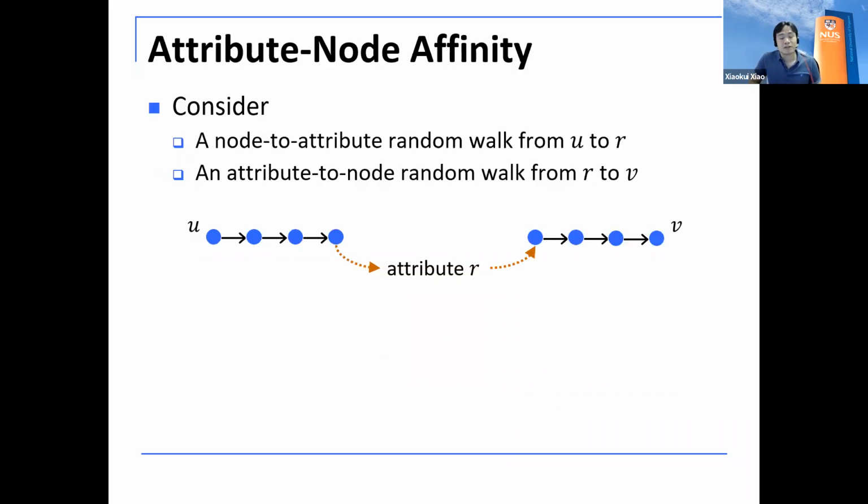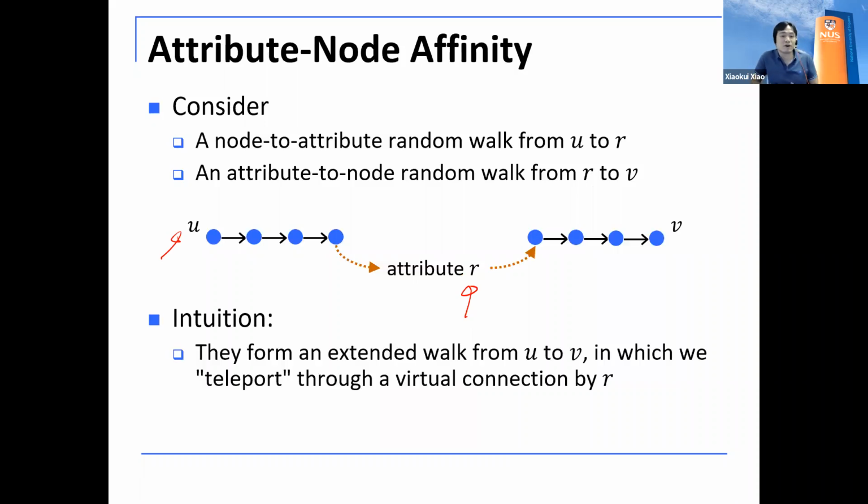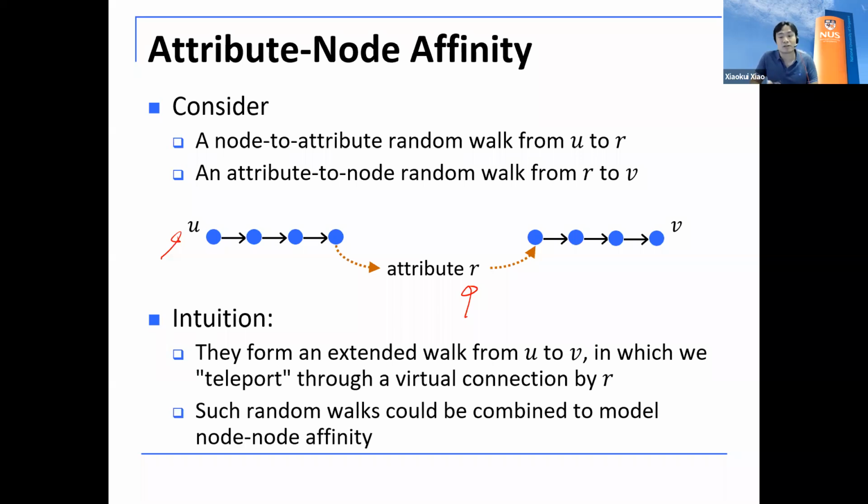So in particular, if we have a random walk from a node U to an attribute R, and then we have another random walk from this attribute R to a node V, then intuitively, these two random walks would form an extended walk from U to V. Just that somewhere in between, there is a teleport from one node to another via a common attribute R that they have. And intuitively, this kind of random walk can help us model node-to-node affinity in an indirect manner.